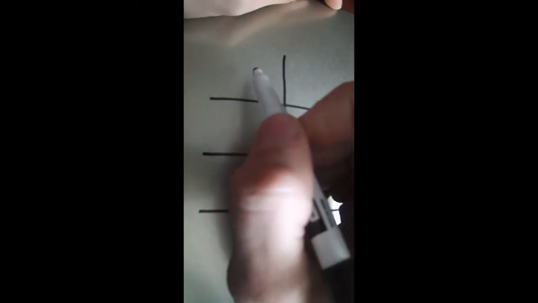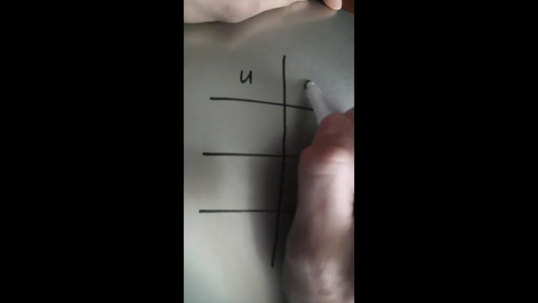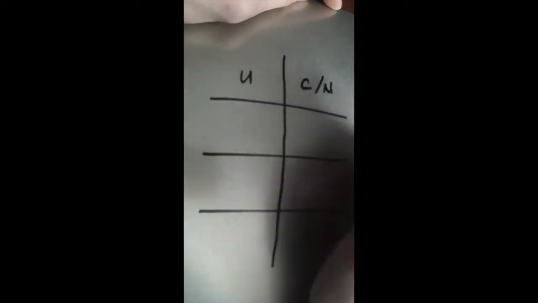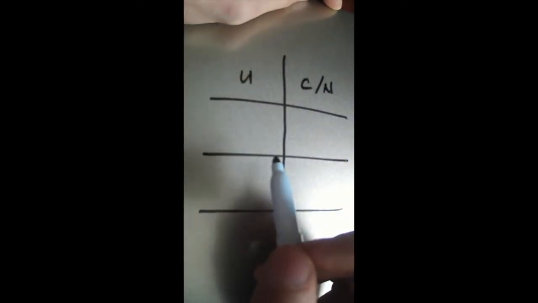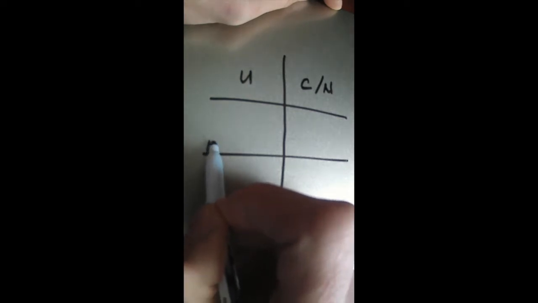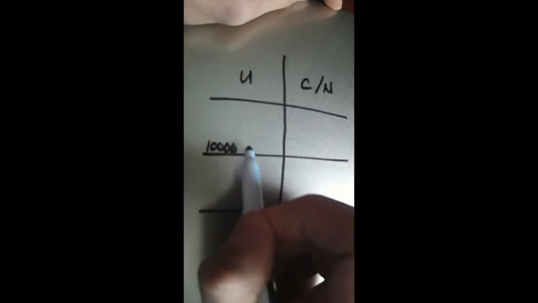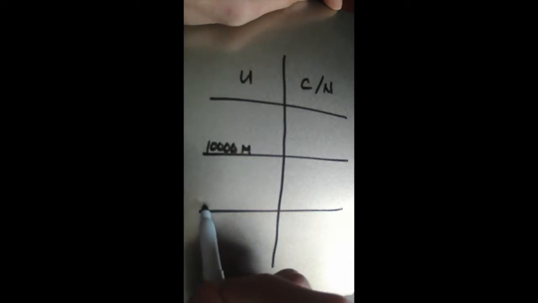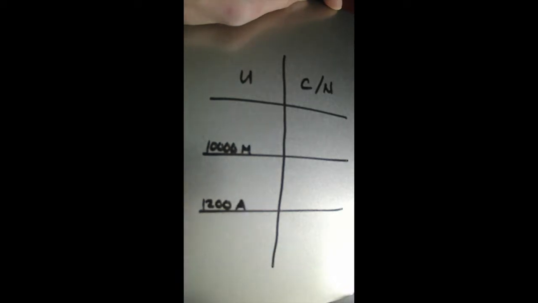So up here we're going to put a U for uncontrolled airspace, and over here we're going to put a C/N for controlled or night. On this bar we're going to put 10,000 and a little M, which means 10,000 feet MSL. Down here 1200 A for AGL, and now we just need to fill in the details.